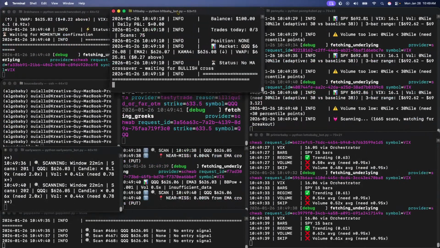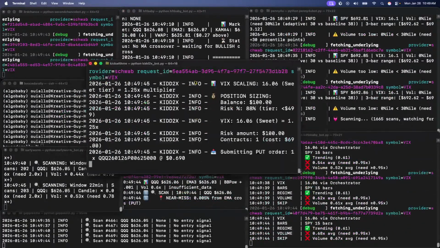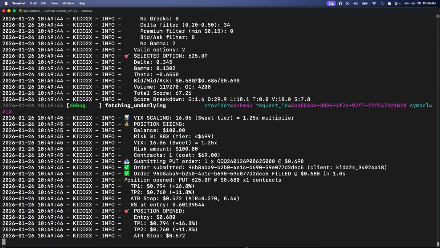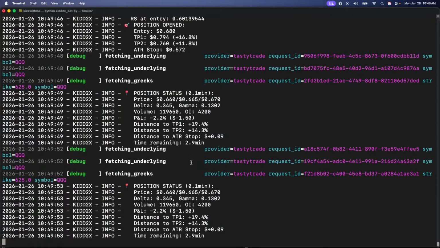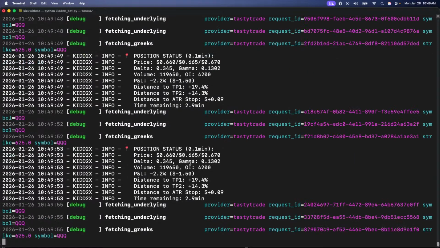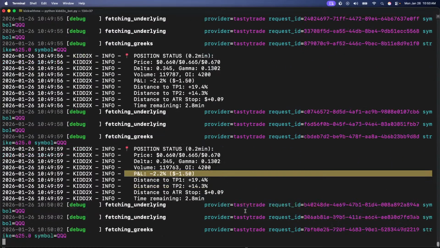I do have a catalog with all the bots, the changes, things like that, but you really have to just keep up with them. Okay, I just caught you in a while opening up a position. That's what's up. So we're currently in a put position right now with our kid 2x bot. This bot trades QQQ. It is right now bearish on the market, and we're down 2%.